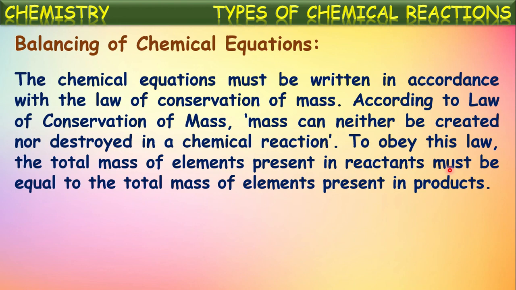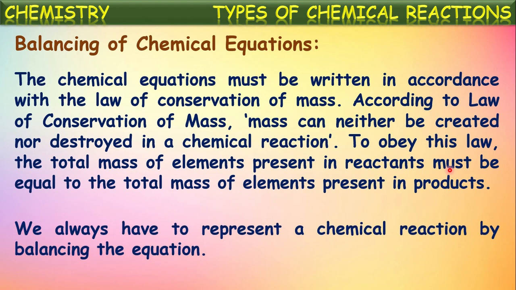So this represents that the total mass of the reactants should be equal to the total mass of the products formed. So to obey this law, the total mass of elements present in reactants must be equal to the total mass of the elements present in the product side of the chemical reaction. Okay.